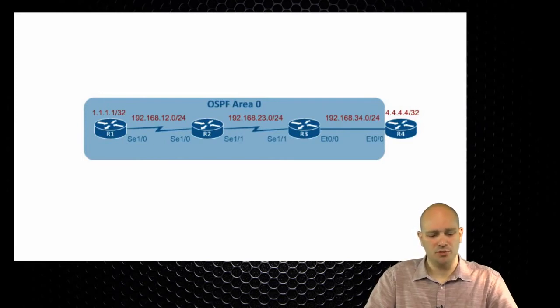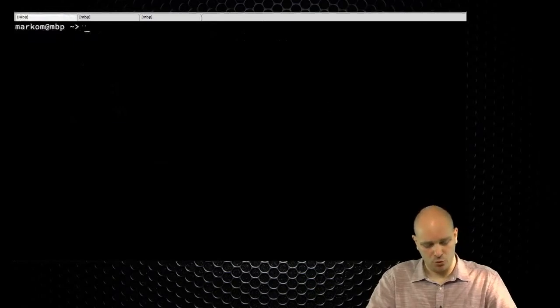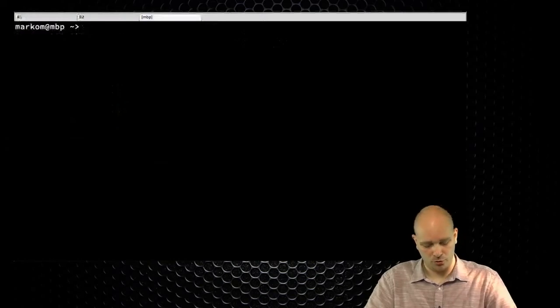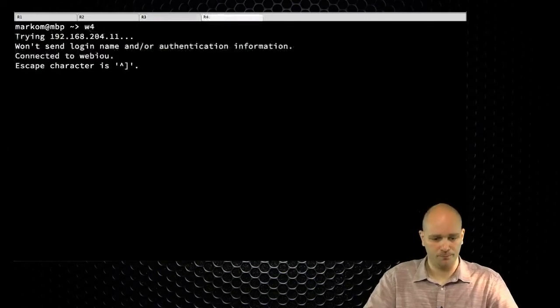So here's the topology. The topology here consists of 4 routers: R1, R2, R3, and R4. As you can see on the diagram, R1, R2, and R3 are running OSPF in area 0, and R4 is somehow outside of this domain. So I'm going to go here to my terminal, and I'm going to connect to router 1, router 2, router 3, and router 4.